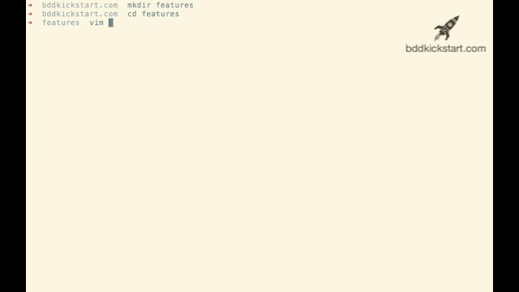Don't miss it out. This application is a family history system. We've already got features for adding people into the system, and then we want to write a feature for adding relationships between those people.